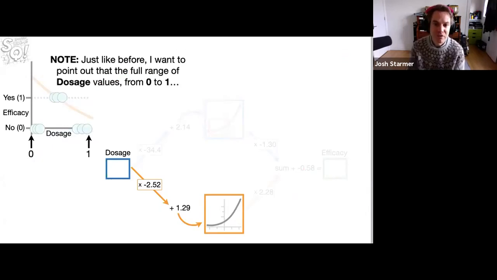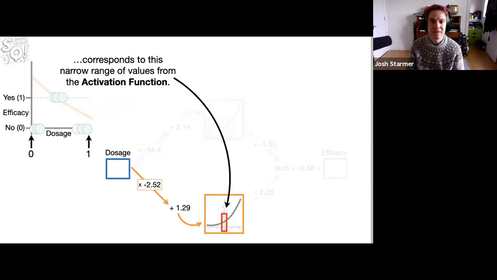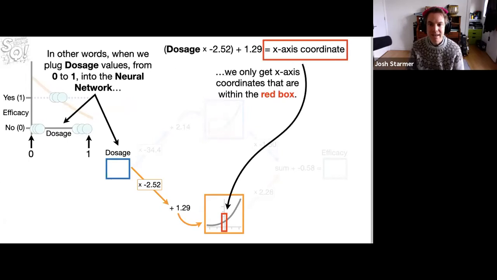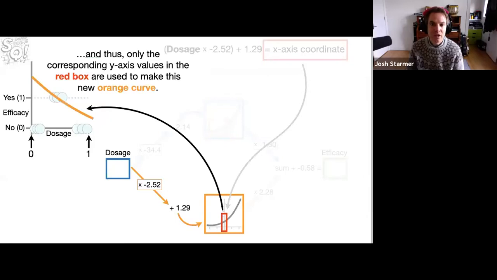Note, just like before, I want to point out that the full range of dosage values from 0 to 1 corresponds to this narrow range of values from the activation function. In other words, when we plug dosage values from 0 to 1 into the neural network, we only get x-axis coordinates that are within the red box. And thus, only the corresponding y-axis values in the red box are used to make this new orange curve.